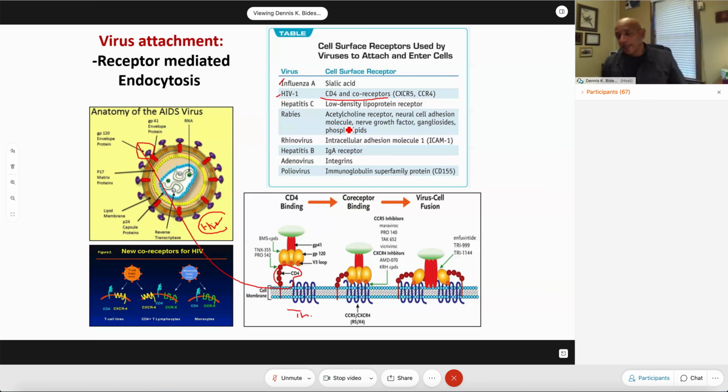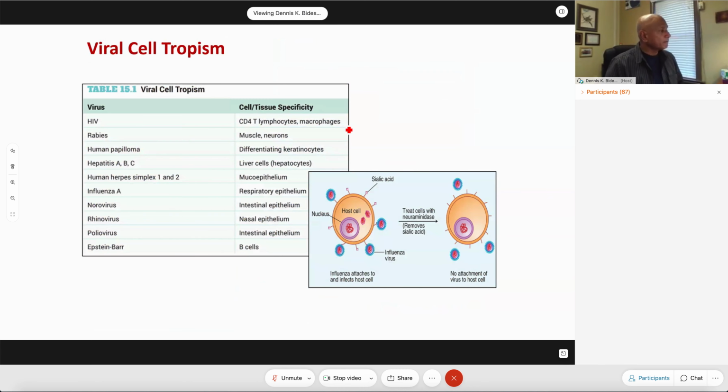So again, that envelope is really important. But the peplomers, or the spikes, these are the proteins that you find on the envelope, are extremely important because it gives a virus specificity. Hey, I'm going to infect this cell, but not that type, because that type doesn't have a receptor for the proteins I have on my envelope, right?